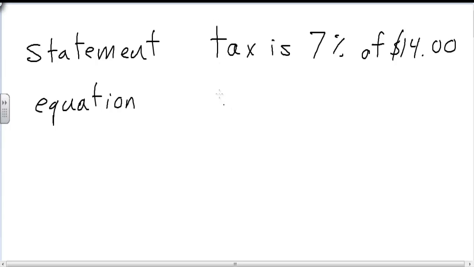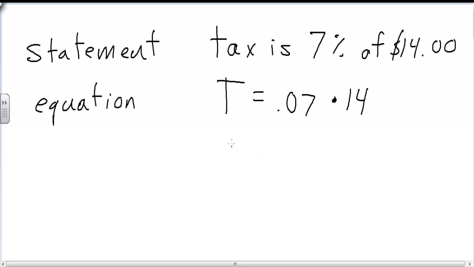Tax is what I want, I'll call it T. 7%, I need it as a decimal, so I'll change that and make it 0.07. Of is interpreted as multiplication, 14 is 14. We can figure out the tax by figuring out what is 7% of $14.